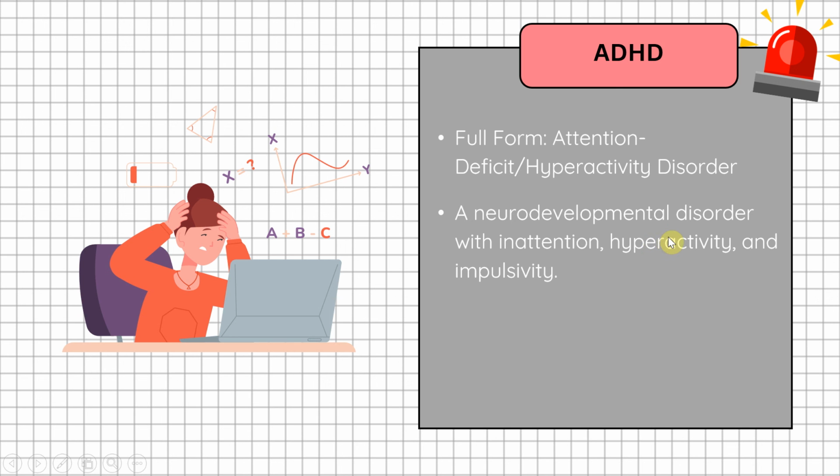Hyperactivity, which means excessive movement or restlessness, even at inappropriate times. And the third characteristic is impulsivity, meaning acting without thinking or having trouble with self-control. So these are the three characteristics: inattention, hyperactivity, and impulsivity in attention deficit hyperactivity disorder.